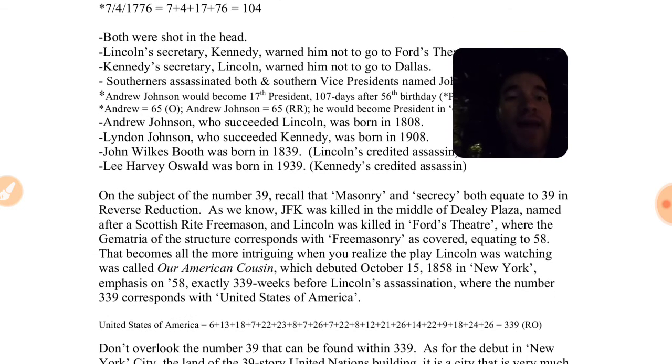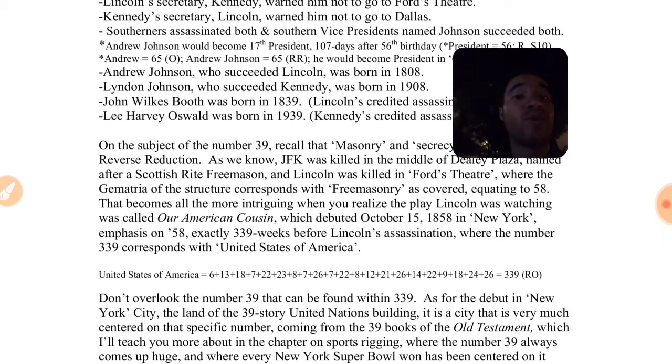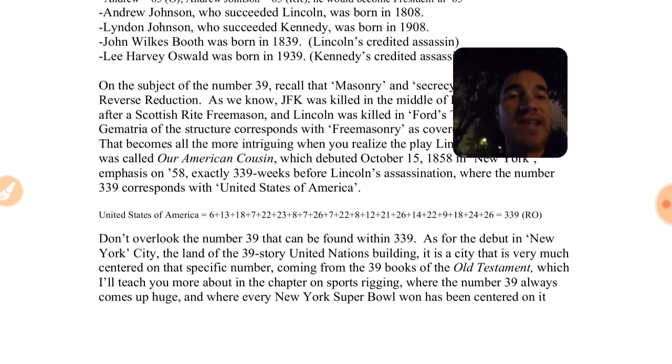On the subject of the number, recall that masonry and secrecy both equate to 39 in reverse reduction. As we know, JFK was killed in the middle of Dealey Plaza, named after a Scottish Rite Freemason, and Lincoln was killed in Ford's Theater, where the gematria of the structure corresponds with Freemasonry, as covered, equating to 58. That becomes all the more intriguing when you realize the play Lincoln was watching was called Our American Cousin, which debuted October 15, 1858 in New York, emphasis on 58. Exactly 339 weeks before Lincoln's assassination, where the number 339 corresponds with United States of America. United States of America equals 339 in reverse ordinal.